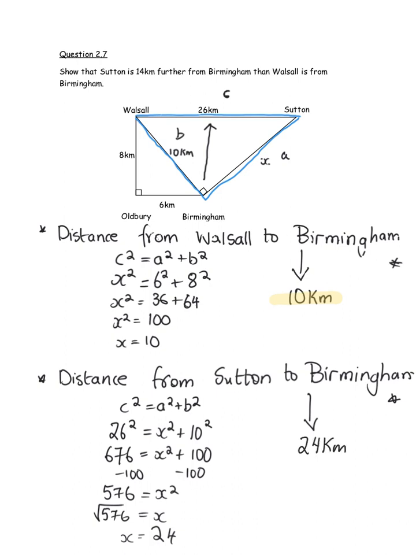So I'm going to highlight that as well, and then show that Sutton is 14 kilometres further from Birmingham than Walsall is from Birmingham. We've shown that because the distance from Walsall to Birmingham is 10, the distance from Sutton to Birmingham is 24, which is 14 kilometres more than Walsall to Birmingham. So that's that question complete.